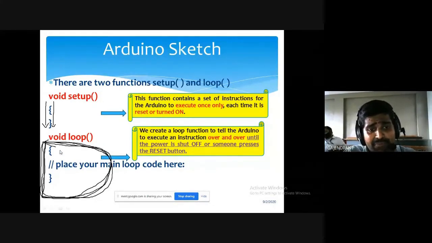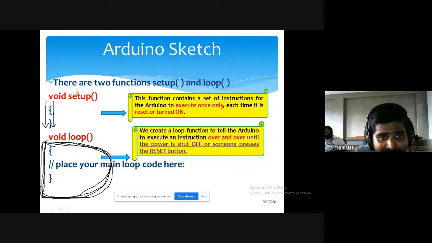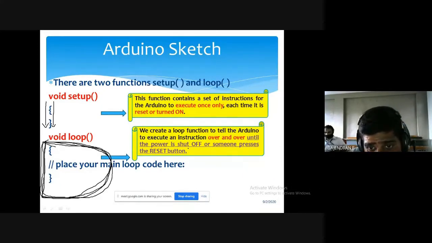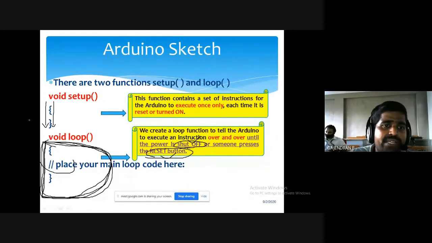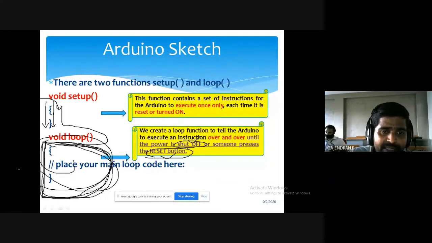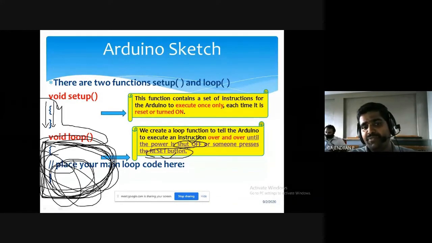My system will come out of this void loop if I call some other sub function, or if I write any interrupt program. Or else, whenever I shut down or restart my system, it will again go back to void setup, execute once, then come here, and then start rotating infinitely.